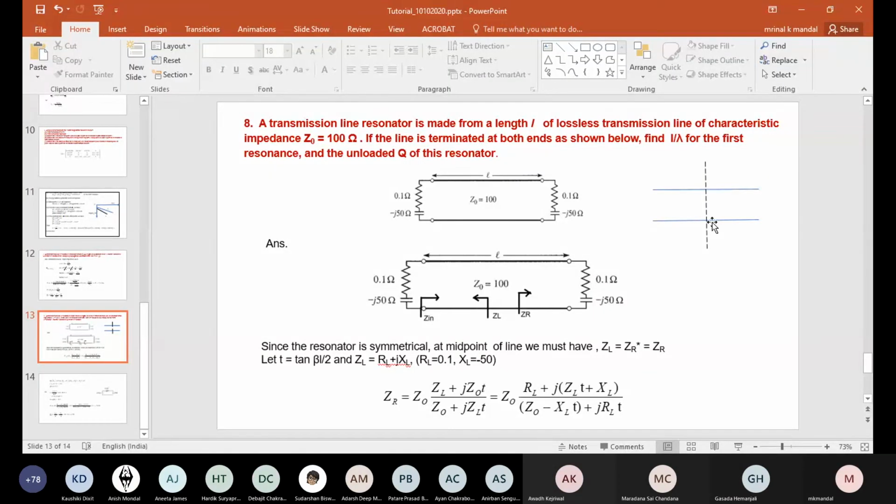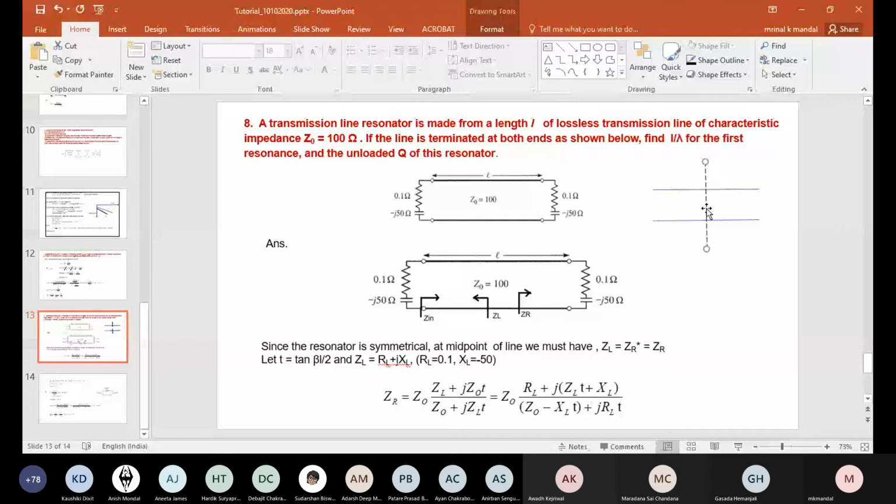Okay, now it's coming. And another condition we know is that the imaginary part should be 0 at resonance. That is for series resonance and parallel resonator, which we have already learned. The same thing is true here also. Or in other words, you can say that ZL is equal to ZR star, or ZR is equal to ZL star.